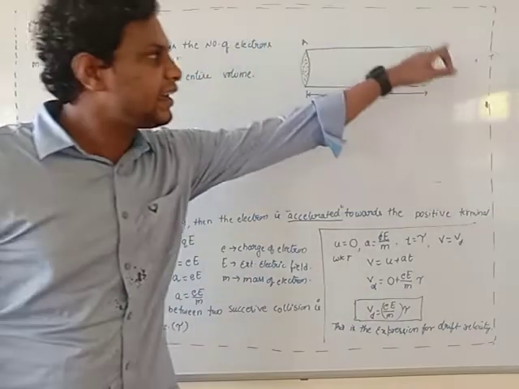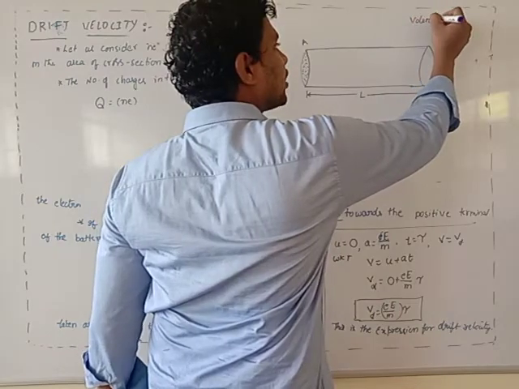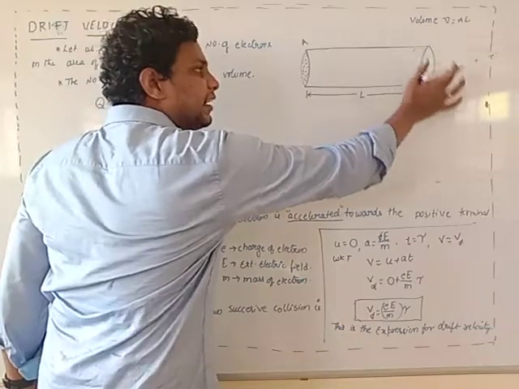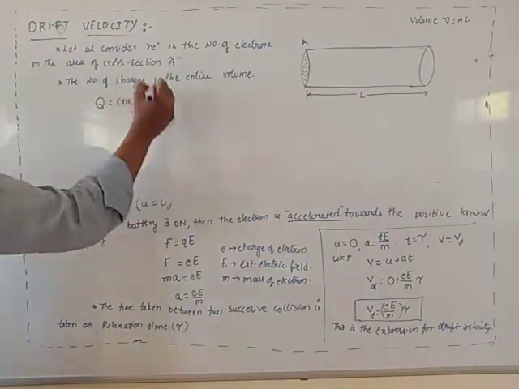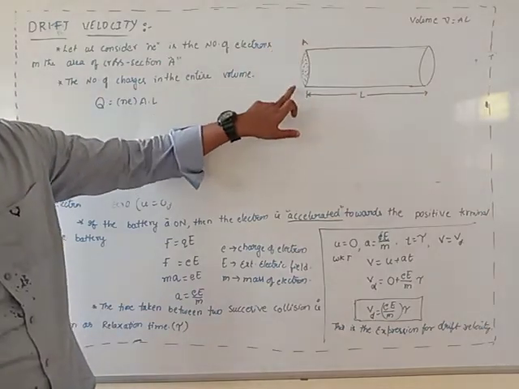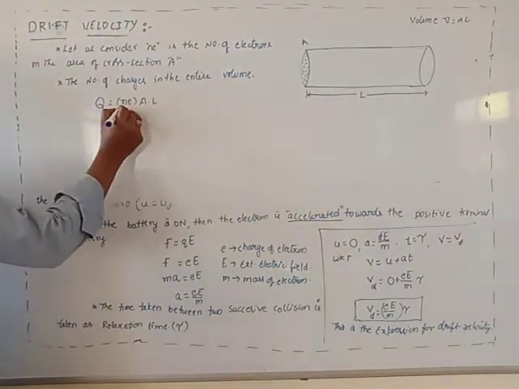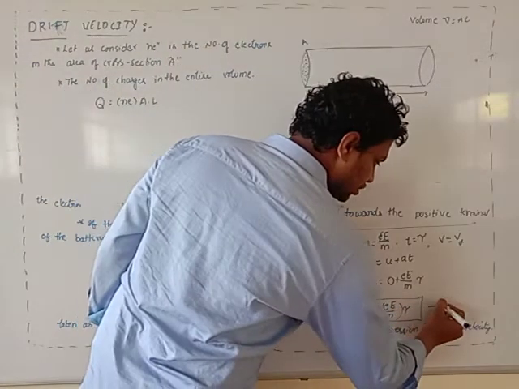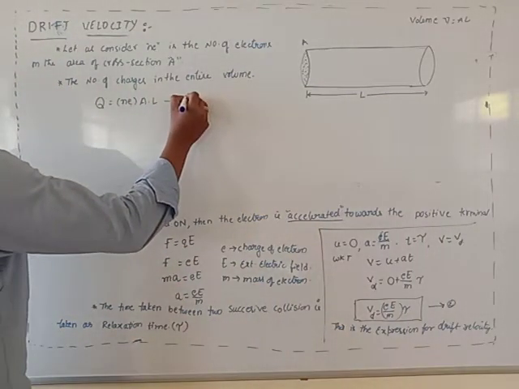Now what is the volume of the conductor? Initially we wrote volume of the conductor V is equal to A into L. In the entire volume, how many charges will be there? Ne into A into L. So Ne is the charges on one face. On the total conductor, the number of charges is Ne into A into L. I will take this as equation number 2, and this as equation number 3.